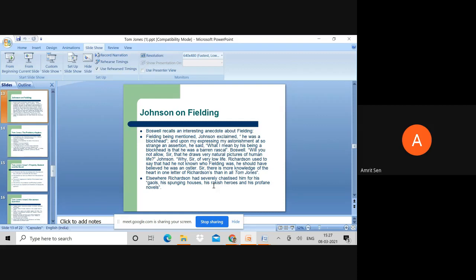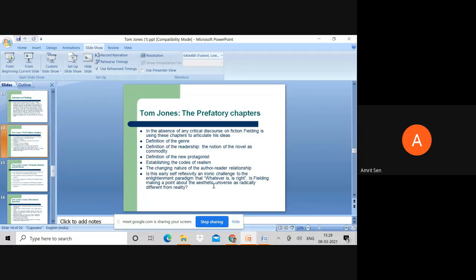So there's this argument that Fielding's language and characterization is immoral and coarse. And therefore, Richardson elsewhere had chastised him for his gaols, his sponging houses, his rakish heroes, and his profane novels. Right, novels that were frankly talking about sexuality and money.